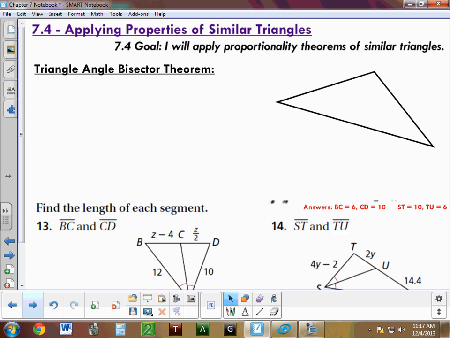And again, it goes both ways. It's a biconditional. So I'll write that it's a biconditional. So basically what you got going on here is if you have a segment that's in this triangle and you happen to know that these two angles are congruent, then the two sides are going to be congruent as well.